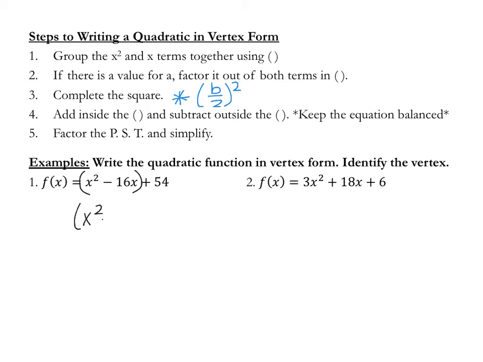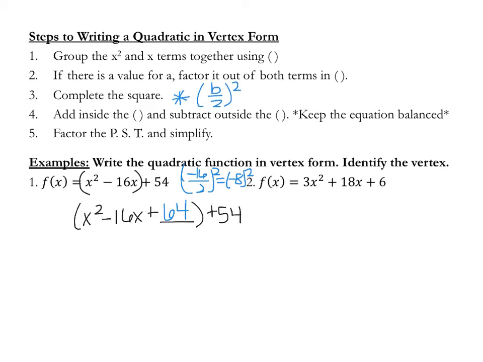So right now, inside the parentheses, I'm going to put a plus blank to make room for it. And then the plus 54 is going to stay outside the parentheses. So b happens to be negative 16 here. So this is going to be negative 16 divided by 2 squared, which is negative 8 squared, which gives me that this value is 64.